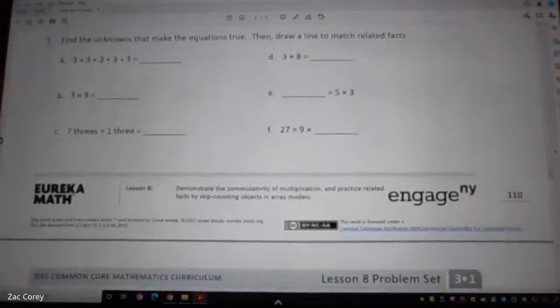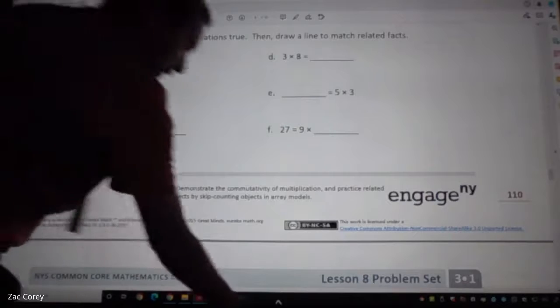Number 5 here. Number 5 says, find the unknowns that make the equations true. Let's do that.